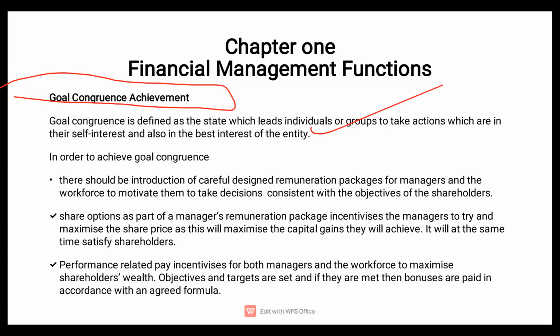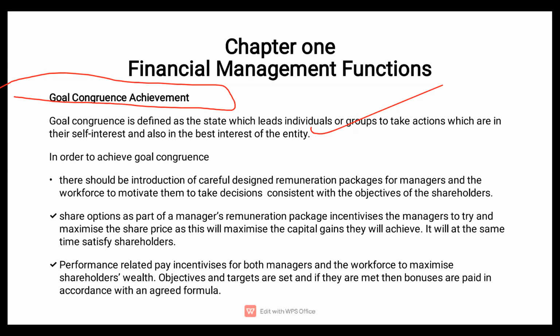For us to achieve goal congruence, there should be carefully designed remuneration packages for managers and the workforce to motivate them to take decisions consistent with the objectives of the shareholders. You have to motivate people by how you pay them, so that they don't head in another direction. If you don't pay them enough, they might be forced, for example, to start stealing from the company, and goal congruence will not be met.